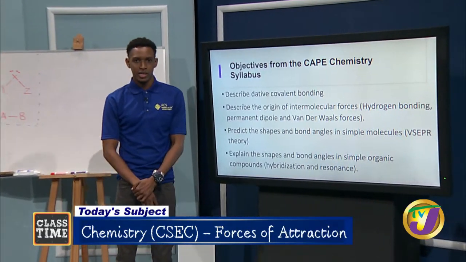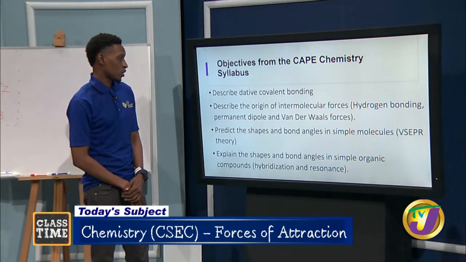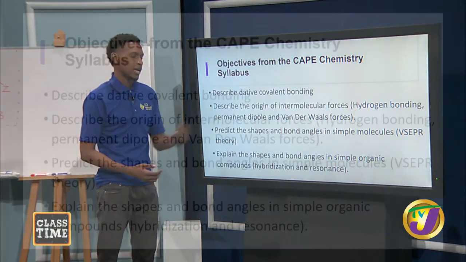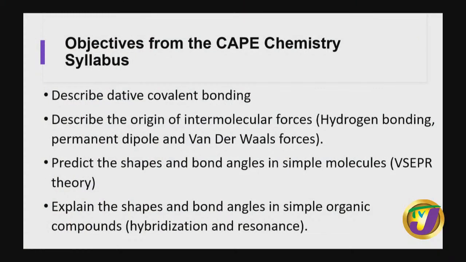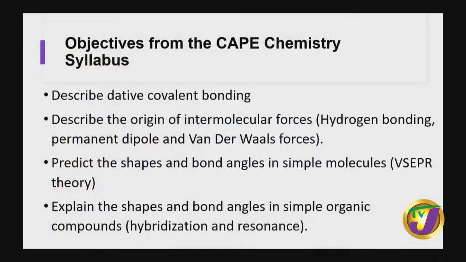Now, before we get into today's lesson, let's take a look at the objectives set out in the CAPE Chemistry syllabus. Some of these objectives were accomplished last week, but I'll still run through. Last week, we looked at what is dative covalent bonding, and we described dative covalent bonding as a covalent bond, and we know that a bond contains two electrons. In a covalent bond, these electrons are shared between the atoms, meaning that one atom gives one electron to the bond, and the other atom gives one electron to the bond. But in a dative covalent bond, both of those electrons are coming from one of the atoms.